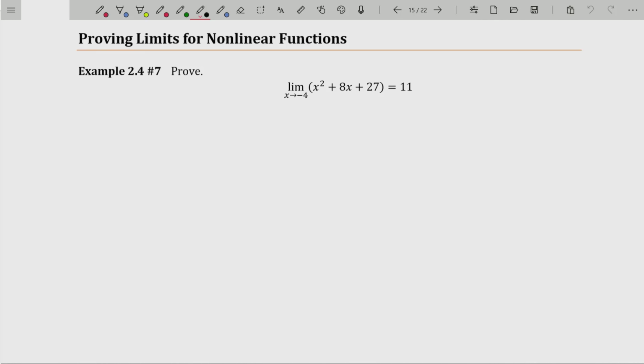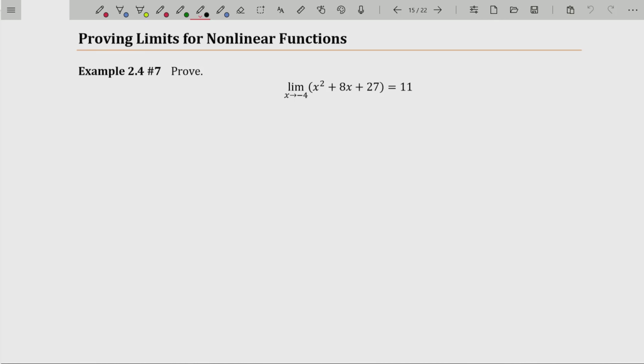Proving limits for nonlinear functions is a little bit of a fun process. Actually, I really dig it, but often I find that students tend to be fairly intimidated by it at first, but once you get it, it's not too bad. It's kind of, like I said, fun. So let's dive into it.